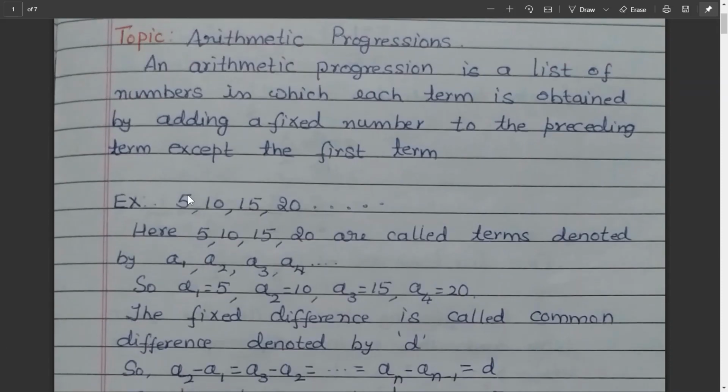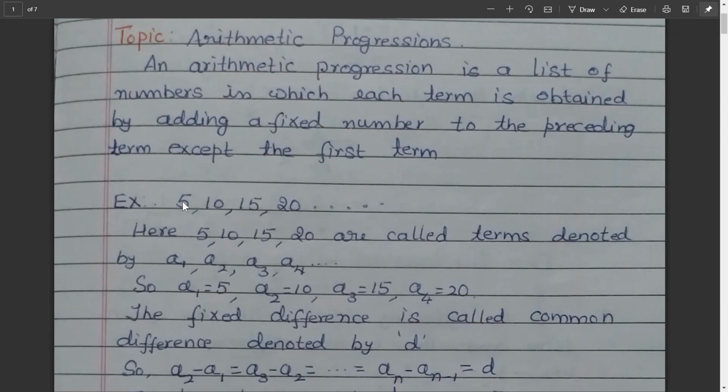See here, 5 is the first term. 10 is got by adding 5 to the first term, that is 5 plus 5, 10. We got the second term. Third term, again for 10 if we add 5 we will get 15. Again for 15 if you add 5 we get 20. Like this it continues. So here we are adding a fixed number to the preceding term except the first term. First term is there. For the next term we add 5. Here also we added 5. Here also we added 5. So here a fixed number we are adding to get the next term. So this 5, 10, 15, 20 are in AP.